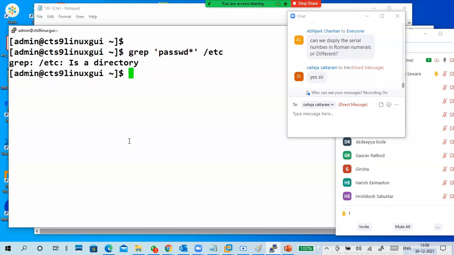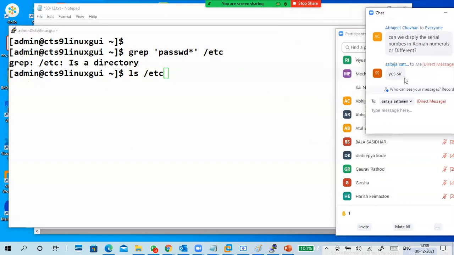So what I'm going to do is ls /etc. What output will I get, guys? Anyone? All the files contained in the /etc directory. Now pipe means the output of that list goes to grep passwd.